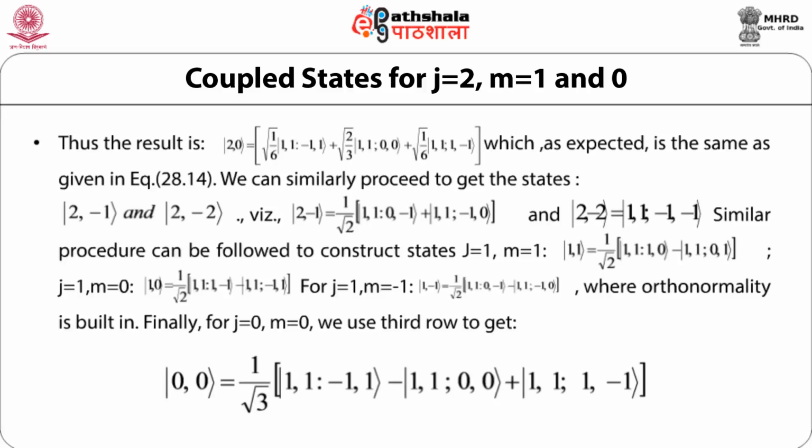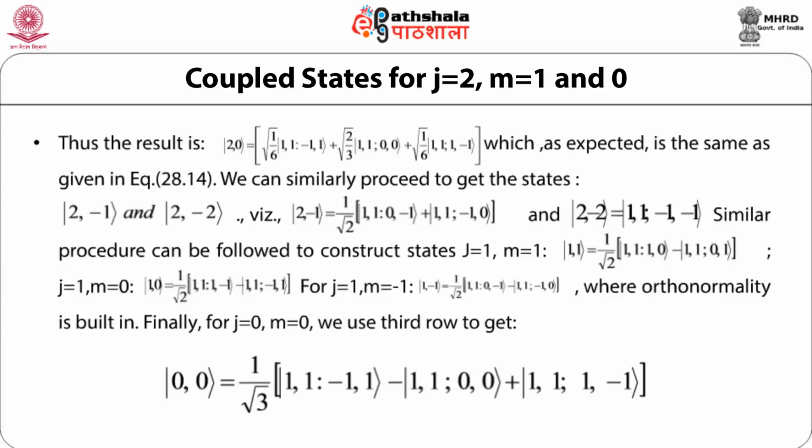We can similarly proceed to get the coupled states 2 comma minus 1 and 2 comma minus 2, and these are given by the representation. The coupled state 2 comma minus 1 is equal to 1 by under root 2 times bracket open state 1 comma 1 and 0 comma minus 1 plus state 1 comma 1 and minus 1 comma 0 bracket close, and the state 2 minus 2 is given by the states 1 comma 1 and minus 1 comma minus 1.